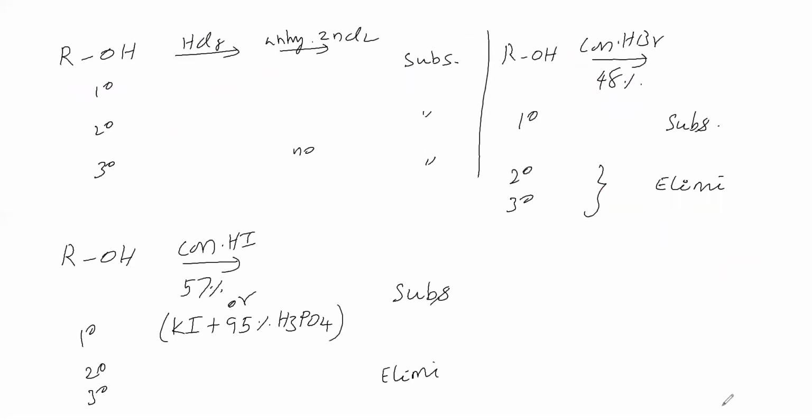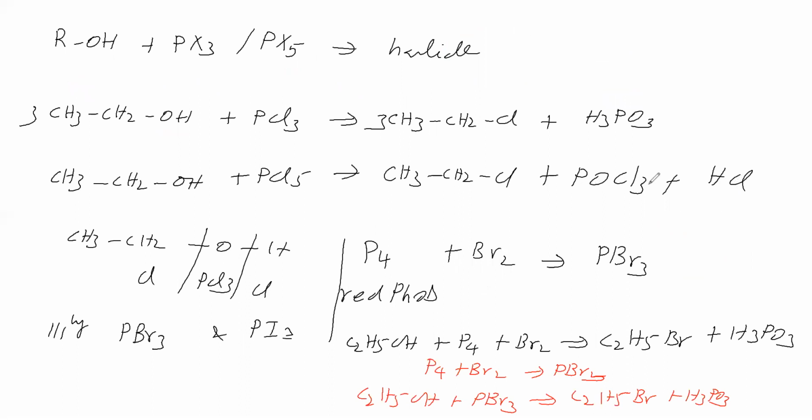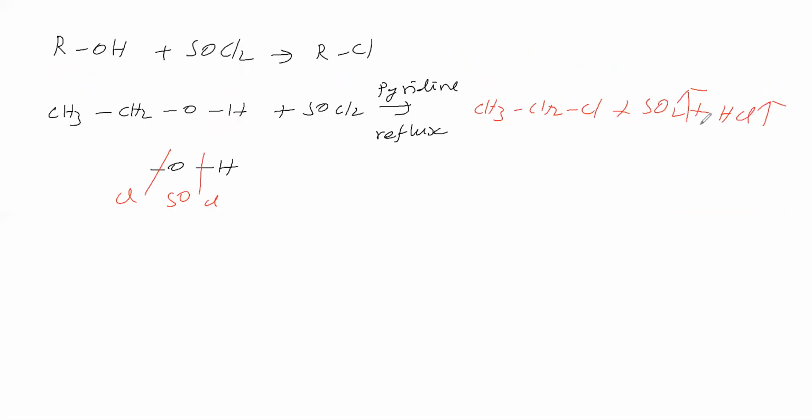Here, the disadvantage is that POCl3 and HCl are not gases. But in this case, SO2 and HCl are in a gaseous state because on reflux they go away. So we are getting this halide in the purified form. That means this method is much better when compared to the halogen acid method and the phosphorus halide method.